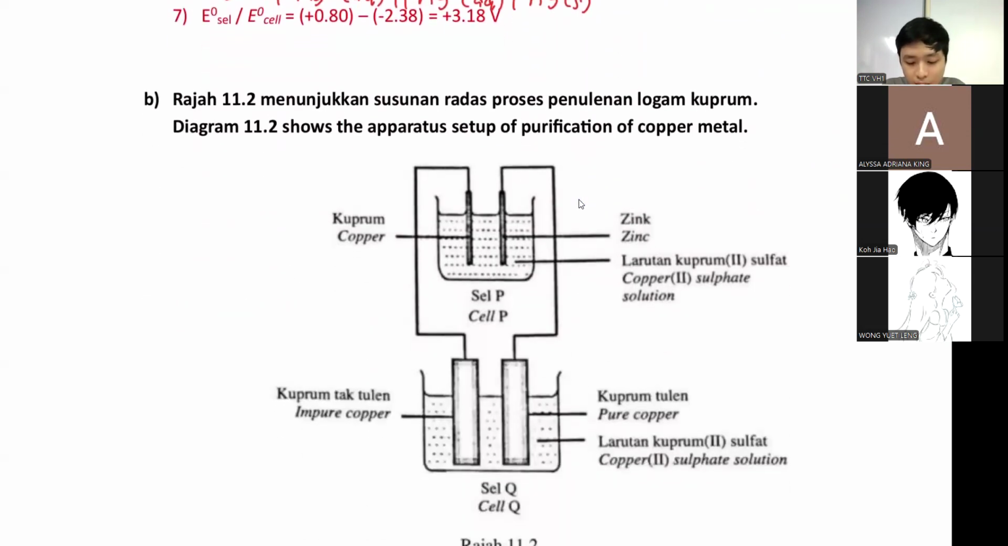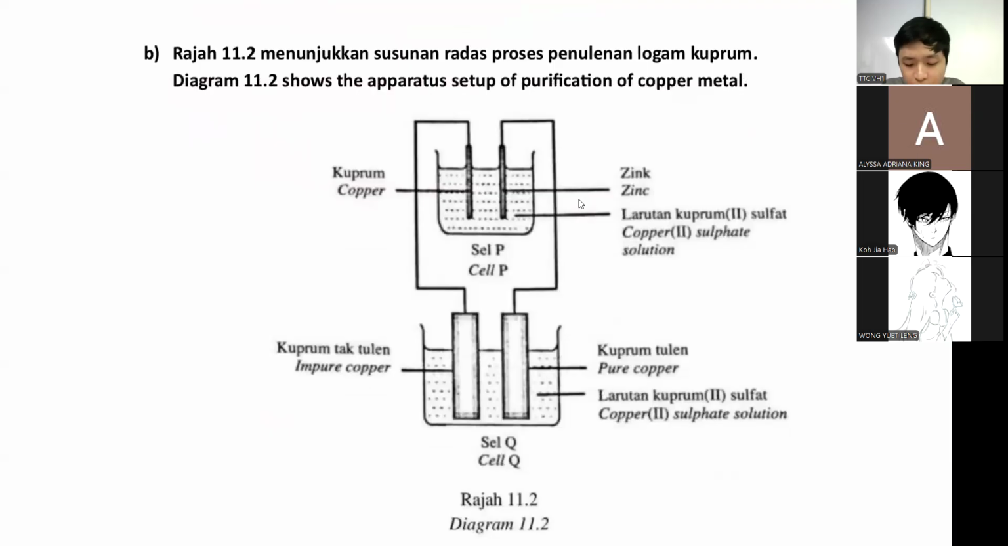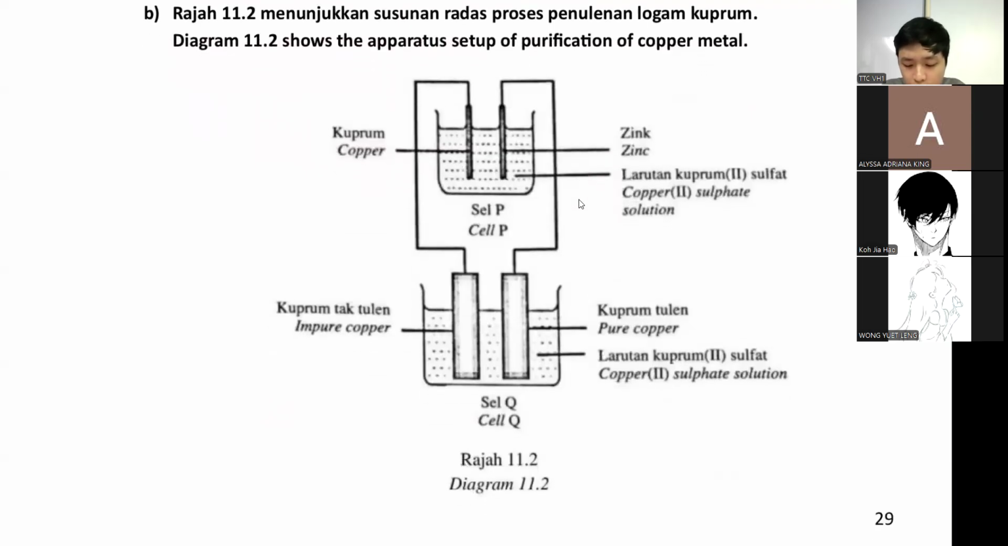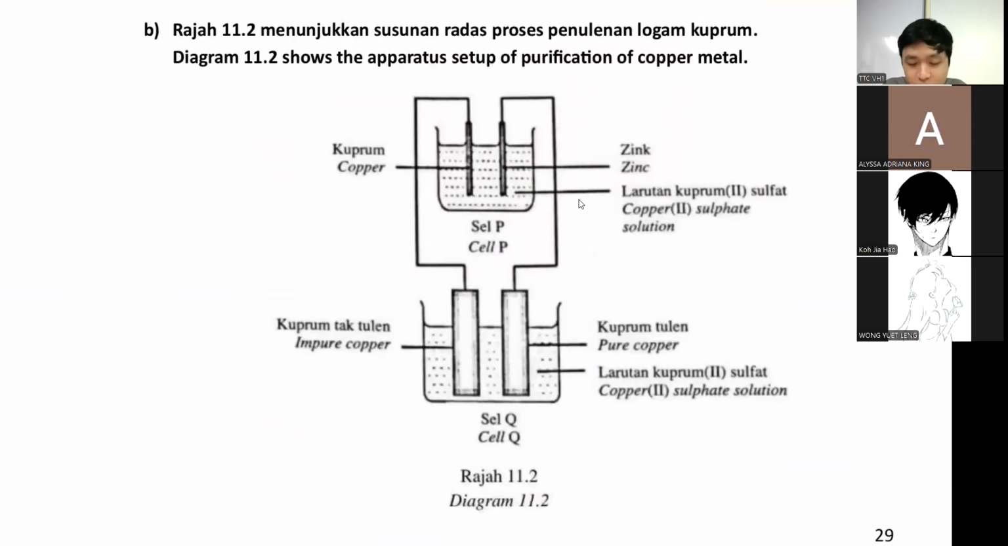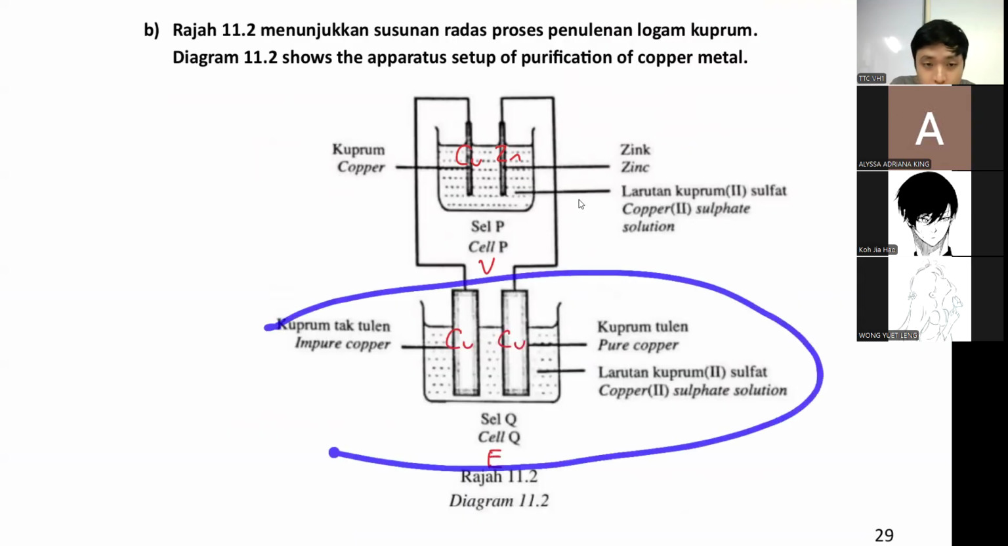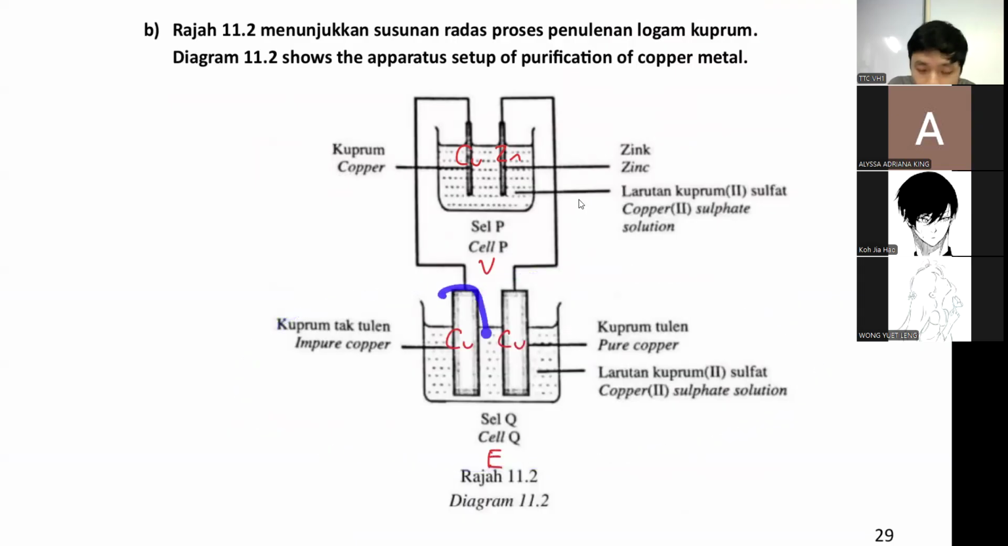Diagram 11.2 shows the apparatus setup of purification of copper metal. You can see again you got two cells. If you see copper and zinc, you know this one has two different metal electrodes. This is the voltaic cell. Cell Q is the electrolytic cell. Both are copper. This one is the purification method. They want to make the impure copper clean, become pure copper.